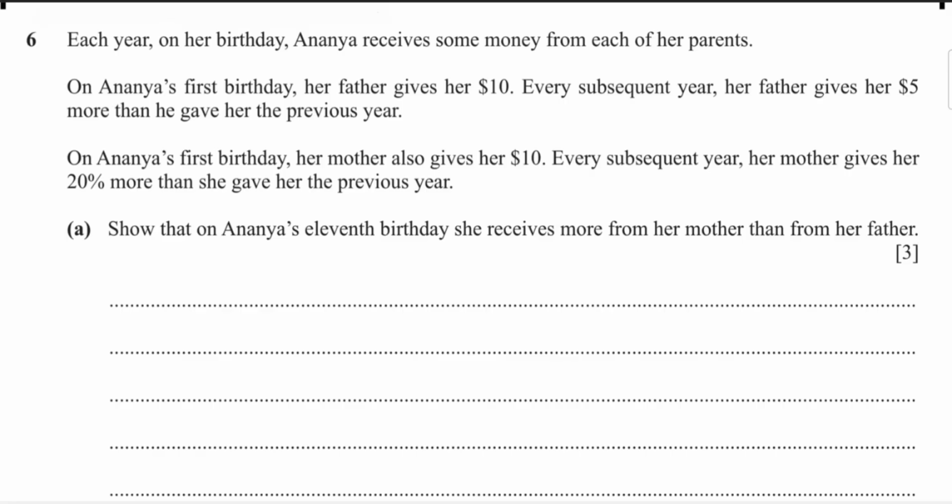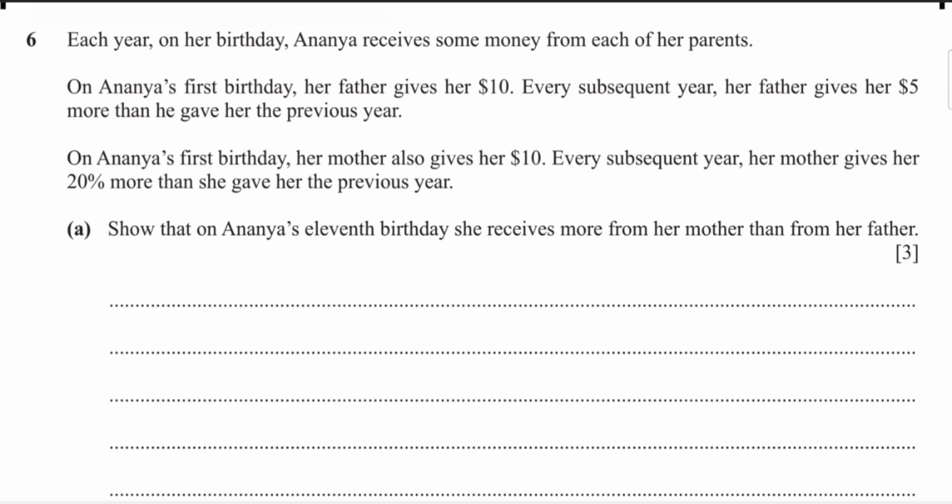Right? And on her first birthday again, her mother also gives her $10, and every subsequent year, her mother gives her 20% more than she gave her the previous year. And part A says, show that on her 11th birthday, she receives more from her mother than from her father. Right? We can see that this question involves progressions.